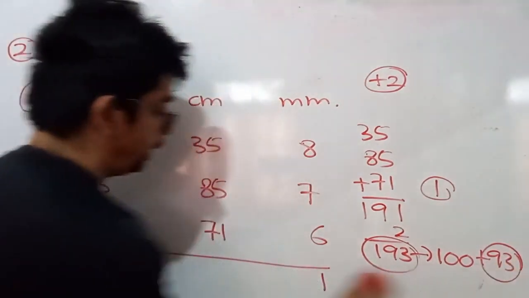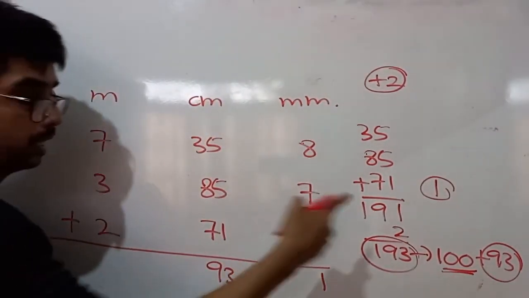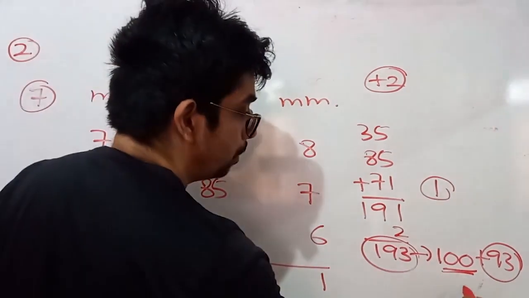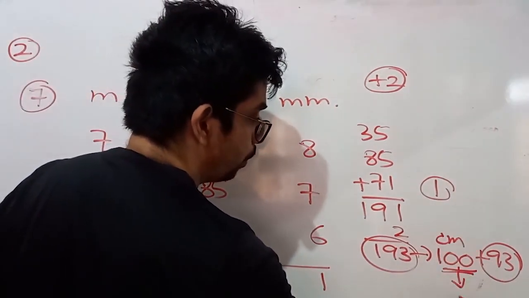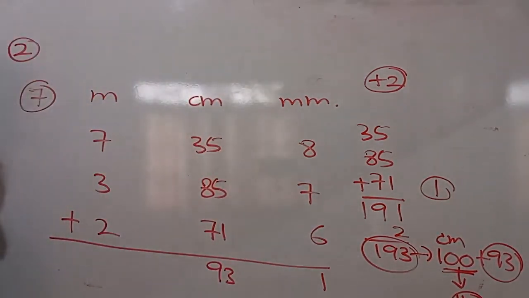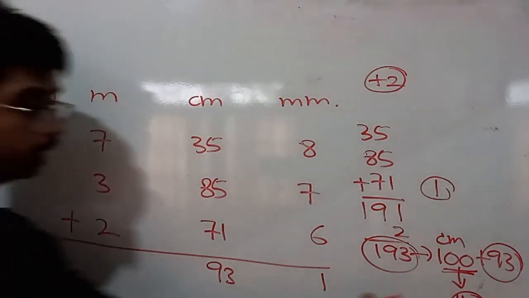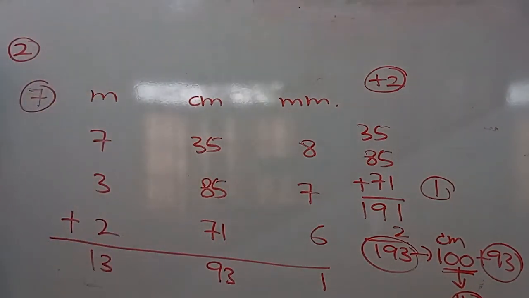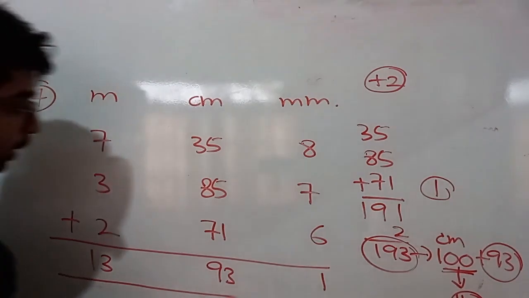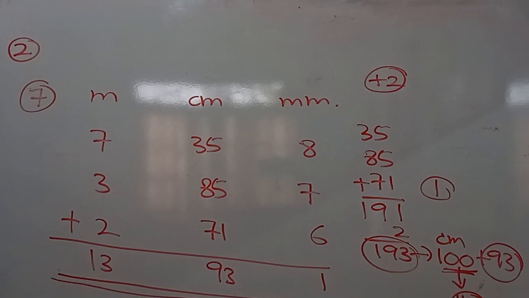So we can write 93 under here. Then this 100 means what? These are centimeters, no? So we can convert it into meters. When we convert it into meters, it becomes what? 1 meter. Right? So 7 plus 3, that is 10. Add the 2, it becomes 12. Don't forget this one. So we have what? 13. So the answer is 13 meters, 85 centimeters. Sorry, 13 meters, 93 centimeters and 1 millimeter.